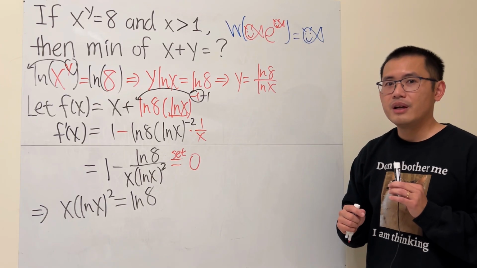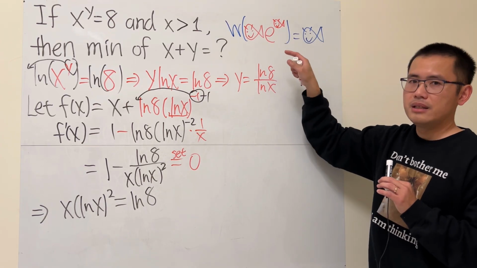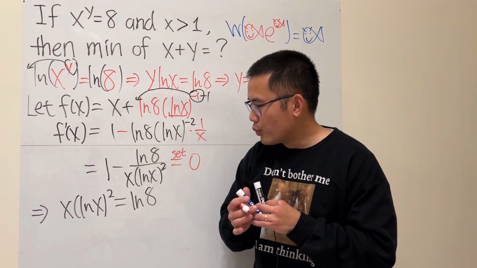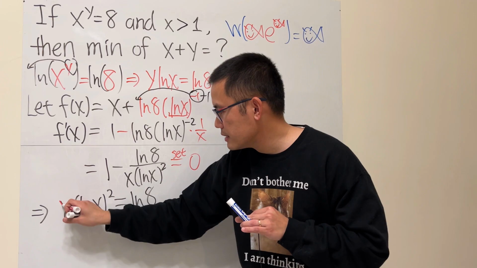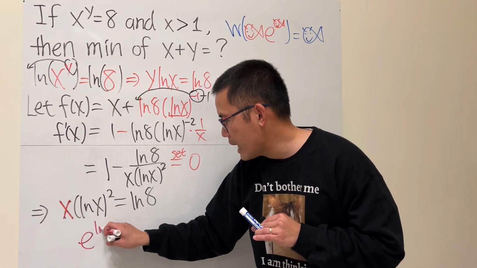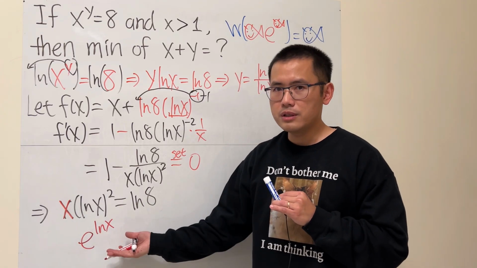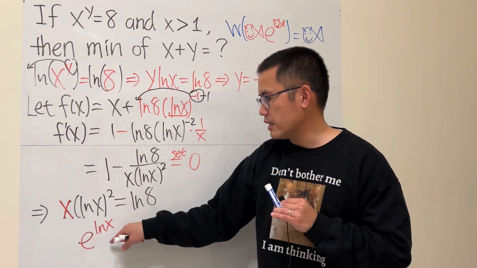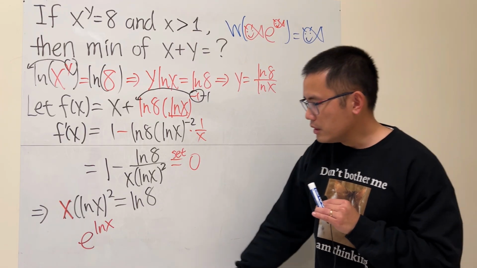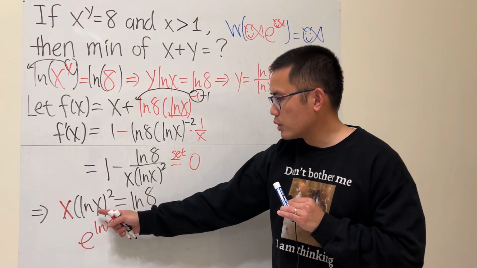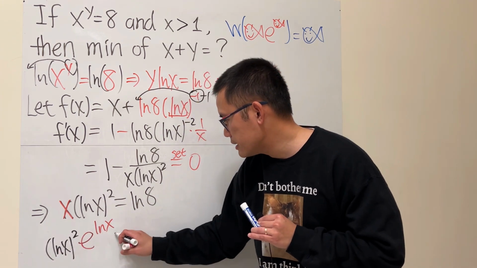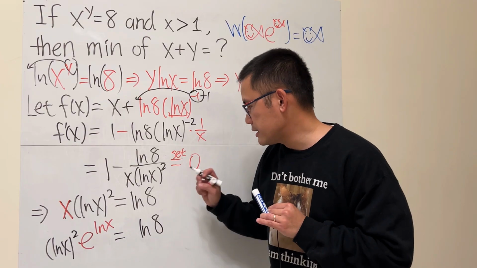Here's the strategy. First, we want to see the e. So how can we introduce the e? Check this out. Right here we have an x. I'm going to purposely write that as e raised to the lnx power. This works perfectly. E and lnx cancel, and of course right here we said that x is greater than 1, so it works wonders. Okay, so now we have the e, and of course we still have that in the front, so we have lnx squared, and that's equal to ln8.